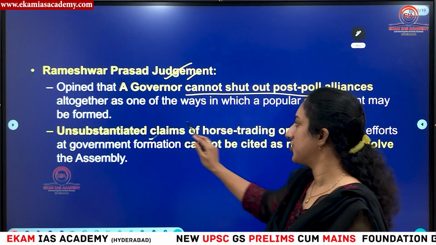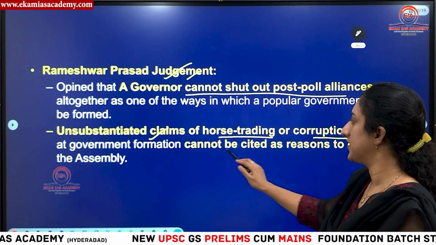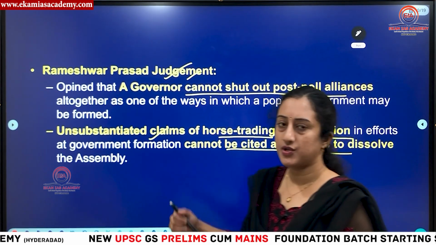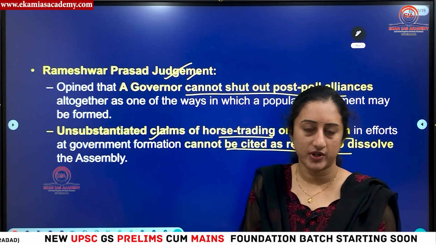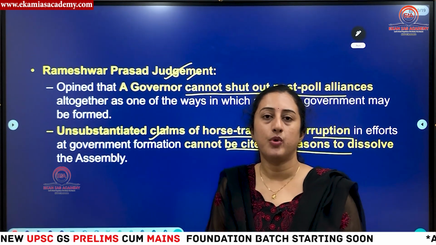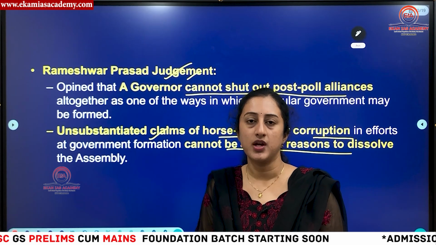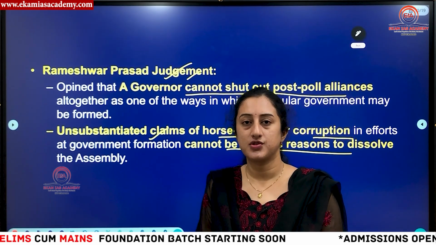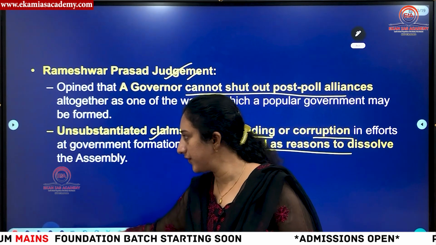And unsubstantiated claims of horse trading or corruption cannot be cited as a reason for dissolving the assembly. In recent times we are coming across so much horse trading among MLAs and MPs of different parties, but this cannot be cited as a ground to dissolve the existing assembly or a newly formed assembly.